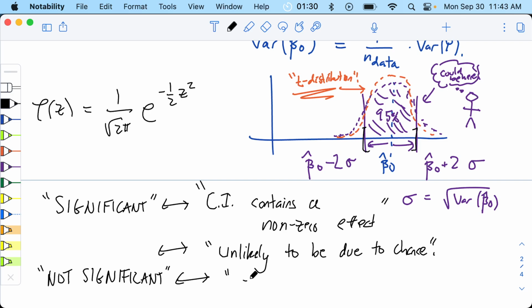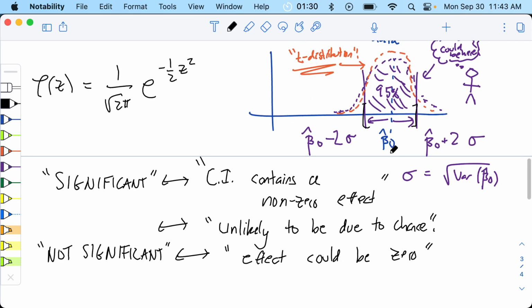The effect could be 0. Could be 0. And if the effect could be 0, then 0 is in our confidence interval. The CI includes the zero effect. So that's something to get right.